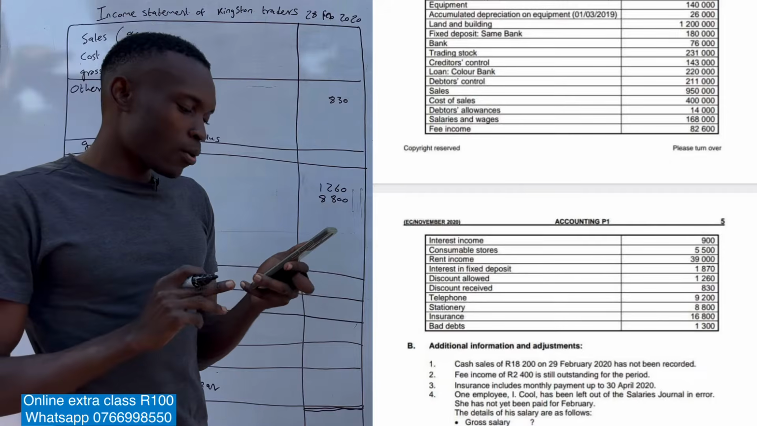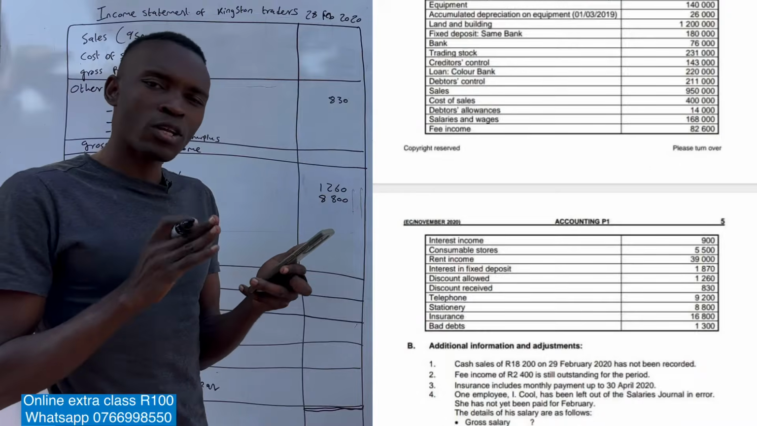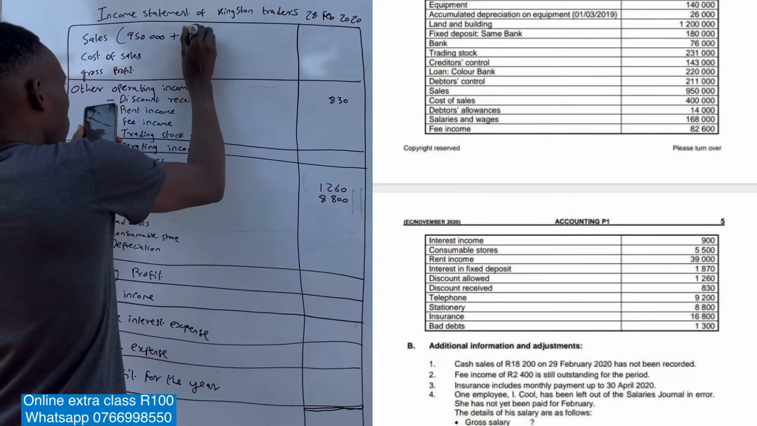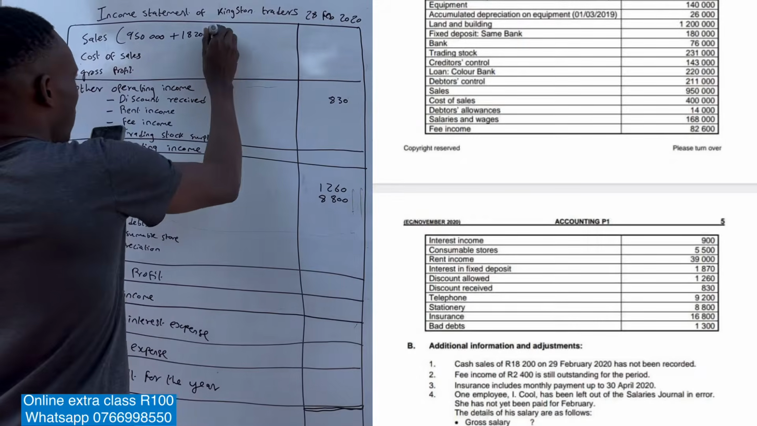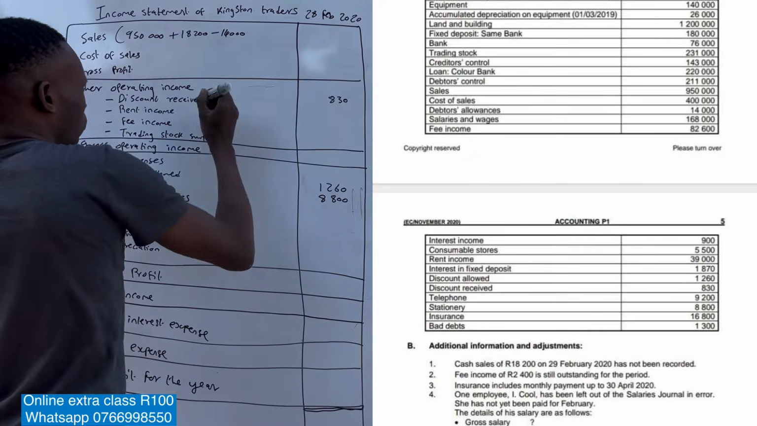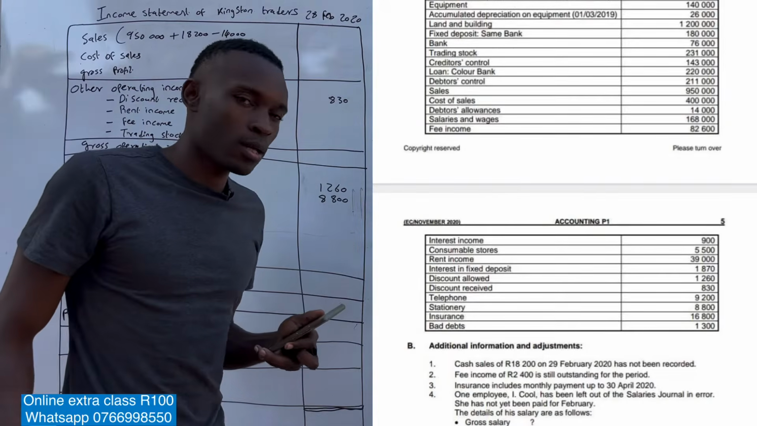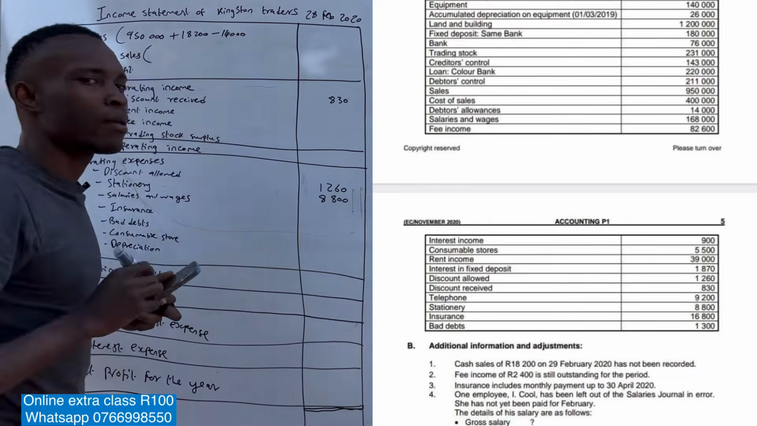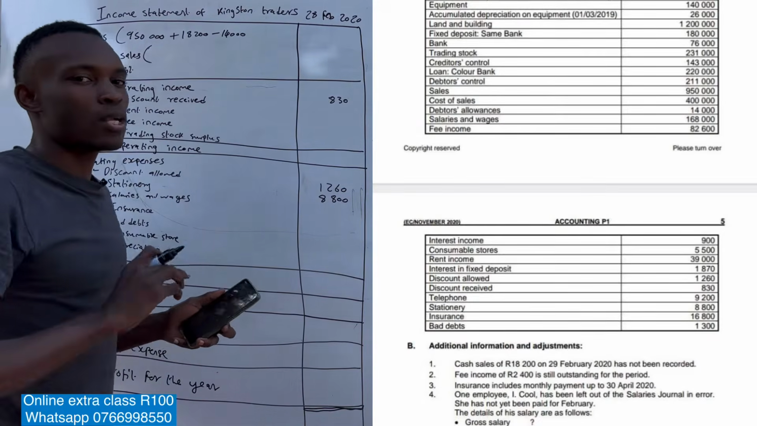Customers have returned those goods. At transaction number 1, they said cash sales of 18,200 on 29 February 2020 has not been recorded. It was not recorded, so we have to add it. Then after that, we can subtract our debtors allowance of 14,000. Why did we record this 18,200 under sales? Because it's a selling price. But when we go to cost of sales, we have to apply a markup as well, because once you sell, cost of sales must also be affected.